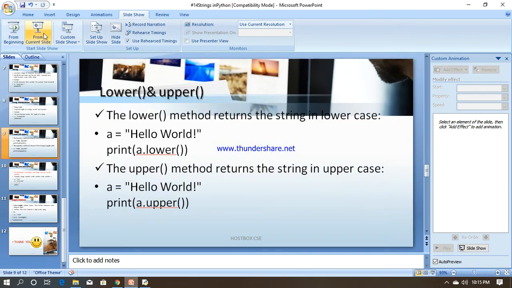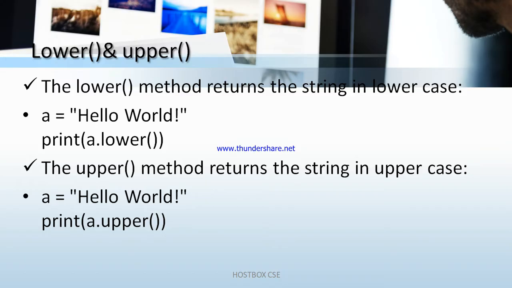Next, the lower method. The lower method turns the string into lower case. For example, if you want to print the lowercase of the string, we can use print of a dot lower, where a is the variable name you assigned. Whatever information is in a will be converted to lowercase. Similarly, the opposite of lower is upper. When you want to print upper letters, we can use a dot upper.